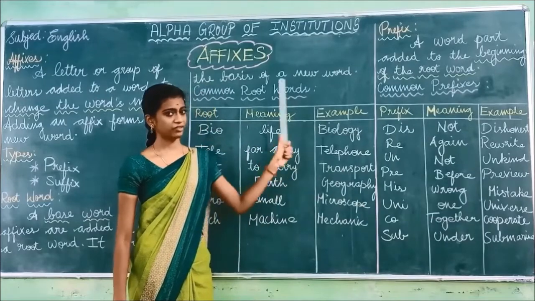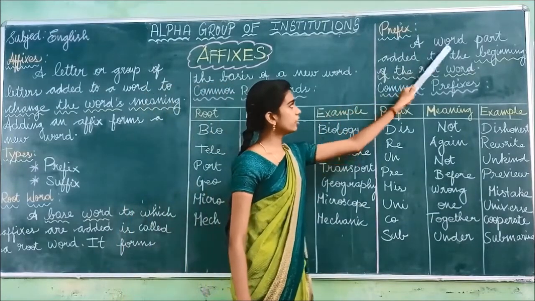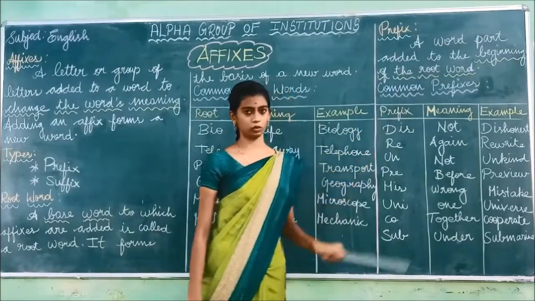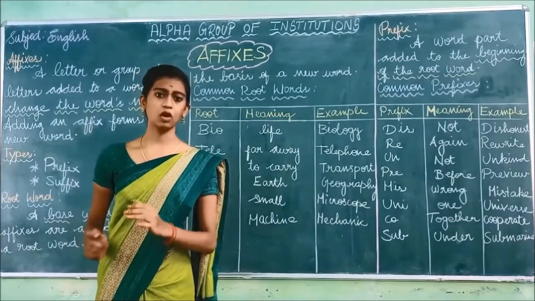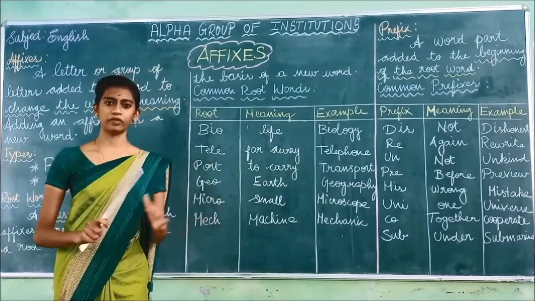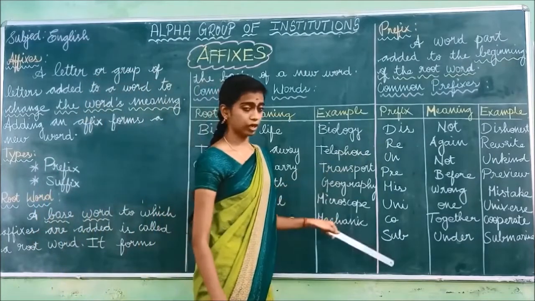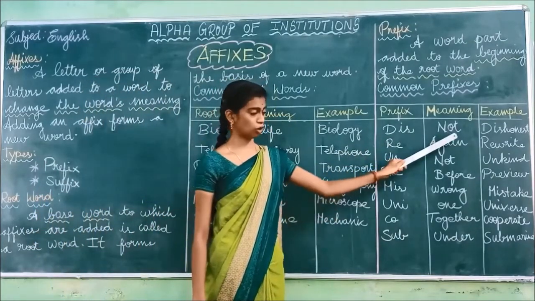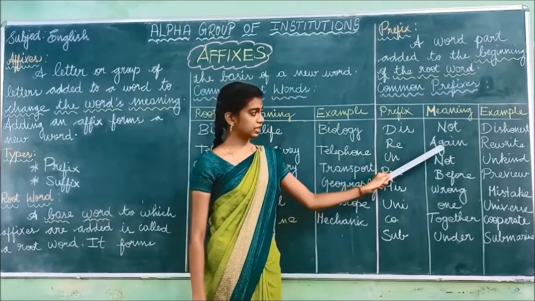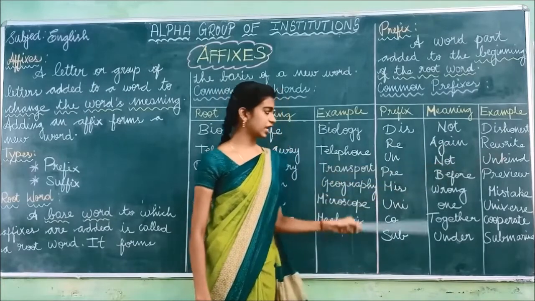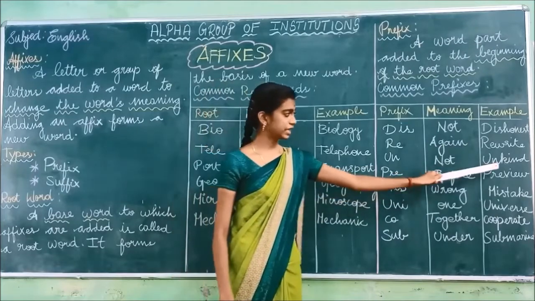Shall we see what is meant by prefix once again? Prefix is a word part added to the beginning of the root word. So we add a letter or a group of letters to the beginning of the root word, and that is known as the prefix. Some prefixes are: dis means not, the example is dishonest. Second one is re. Re means again. The example is rewrite. And the next one is un. The meaning of un is not, and the example is unkind.